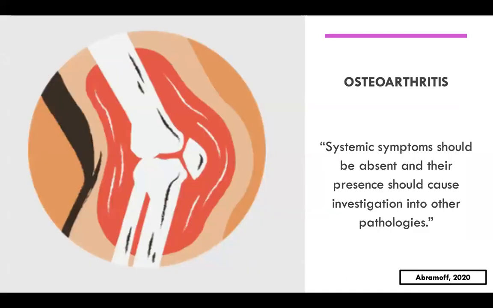This is just a highlight. I think this can't be said enough because I want you to keep this front of mind as you're thinking about the differences between these two dysfunctions. Systemic symptoms should not be present in osteoarthritis. However, in rheumatoid arthritis, that's something that we do expect to see.